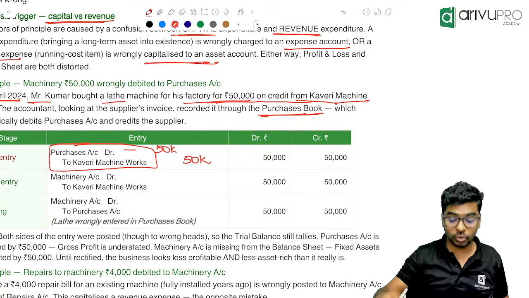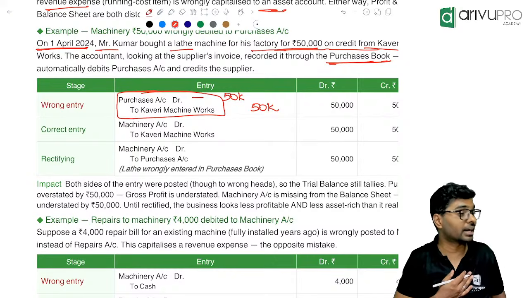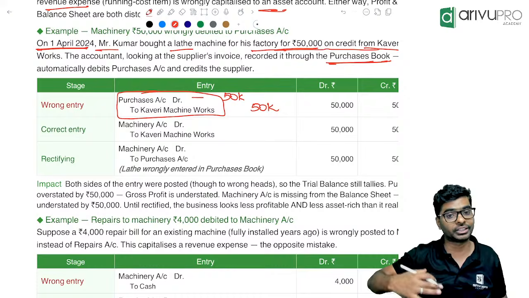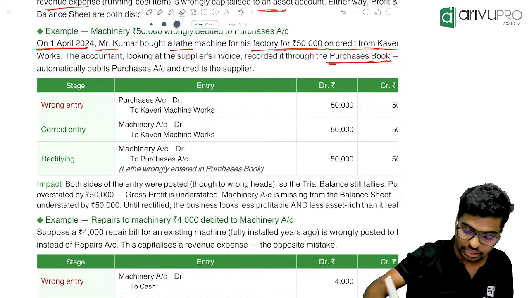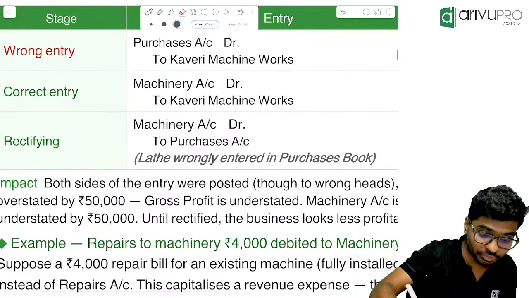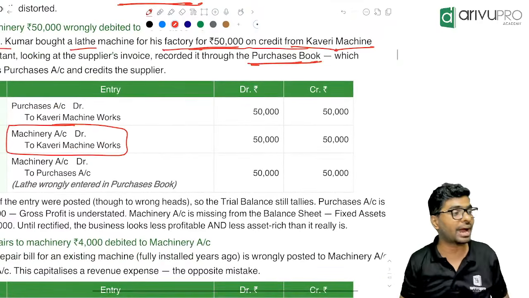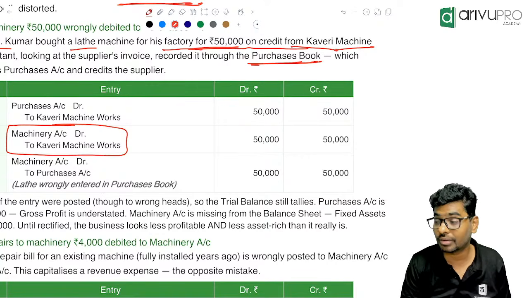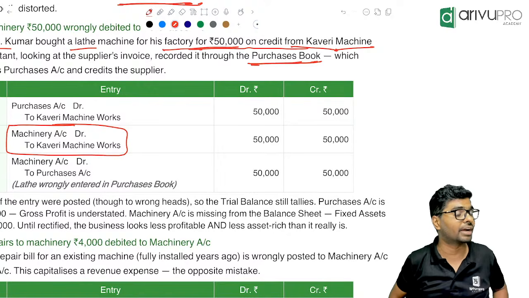Done? Now, what is the correct entry you should have written? What's the journal entry for asset purchase? Asset account debited to the creditor from whom I am purchasing. So in the correct entry column, write down machinery to Kaveri Machine Works, 50,000 and 50,000. In the correct entry, what are you going to write? Machine account debit to Kaveri, 50,000 and 50,000.